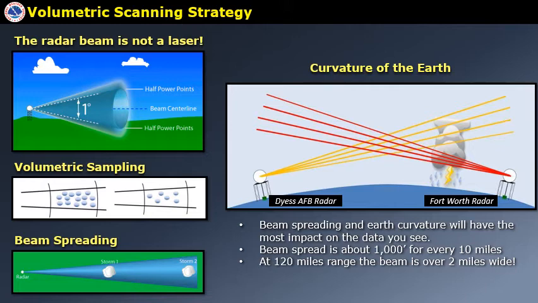The beam spreads about 1,000 feet for every 10 miles traveled from the radar dish. So at 120 miles from the radar dish, the beam is roughly over 2 miles wide. You can probably see why this results in a large amount of averaging and a loss of resolution in detail. Now, the second big limitation that we have with the radar beam is the curvature of the Earth. Because the Earth curves beneath the radar beam, the beam height increases with increasing range from the radar. And we'll talk about why this is important in the next slide.